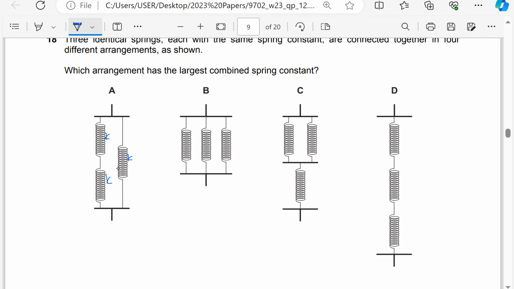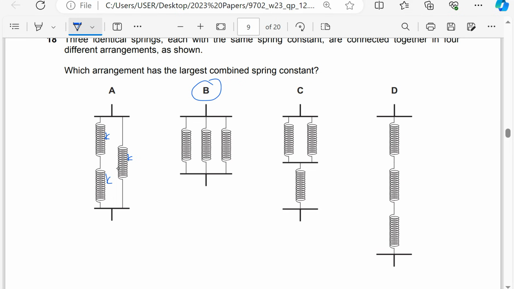For springs in series, the total spring constant is got from the reciprocals, and for springs in parallel, we just sum them up. In parallel, the total spring constant increases. In series, the spring constant becomes smaller because it becomes easier to stretch. In parallel, it becomes harder to stretch. So it automatically means the answer is going to be B.